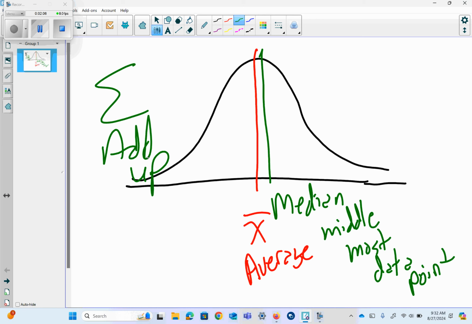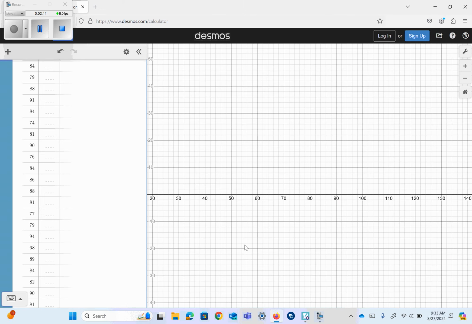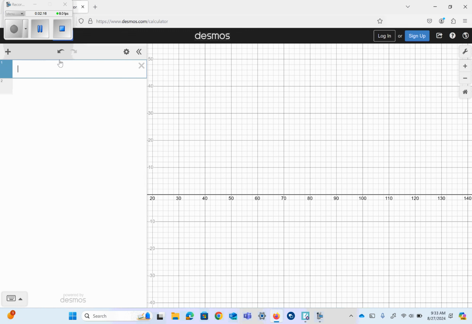So let's take a look at Desmos and see how Desmos is going to handle us finding the mean. Let me get rid of this here. I'm going to do our table. A lot of times with these smaller numbers, our data set one or data set two, it is relatively easy to just do the basic arithmetic and divide. But let's get the muscle memory down.